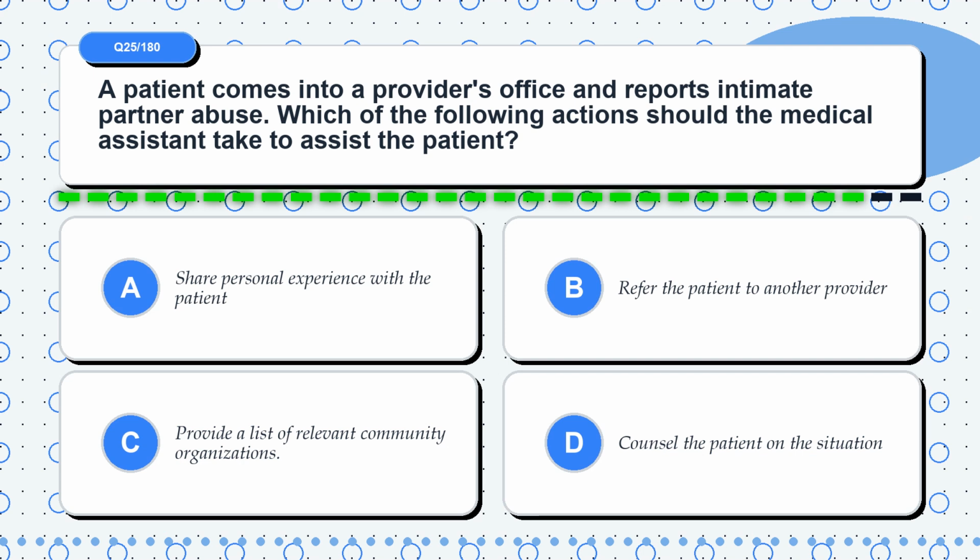Question 25. A patient comes into a provider's office and reports intimate partner abuse. Which of the following actions should the medical assistant take to assist the patient? Here are the options. Option A, share personal experience with the patient. Option B, refer the patient to another provider. Option C, provide a list of relevant community organizations. Option D, counsel the patient on the situation.